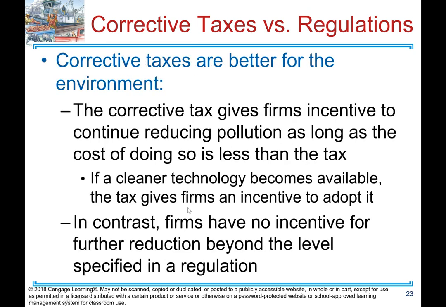Corrective taxes are better for the environment. The corrective tax gives farms incentives to continue reducing pollution as long as the cost of doing so is less than the tax. If a cleaner technology becomes available, the tax gives farms an incentive to adopt it. In contrast, farms have no incentive for further reduction beyond the level specified by the regulation.